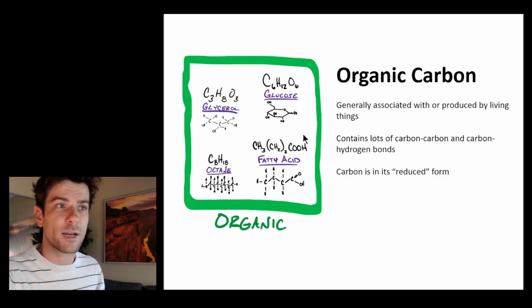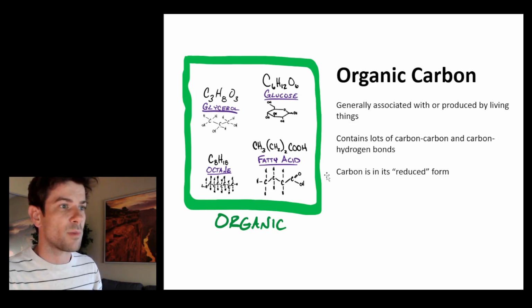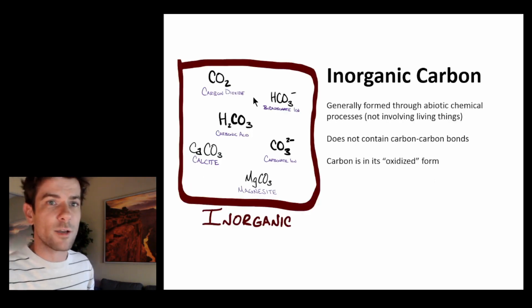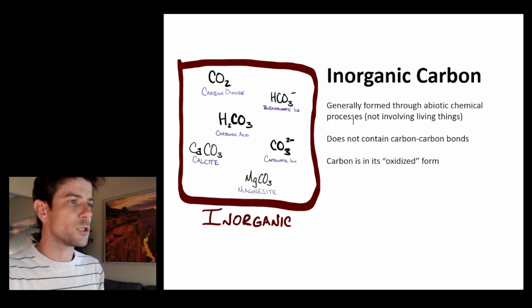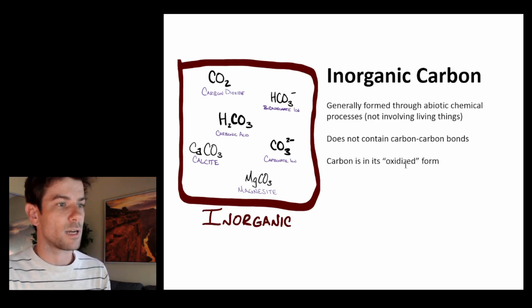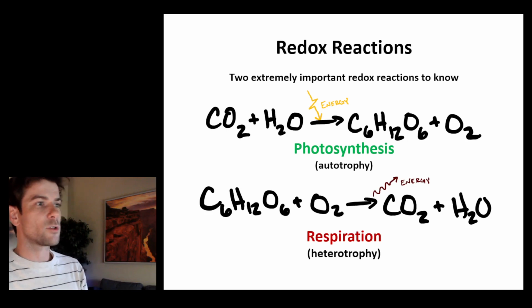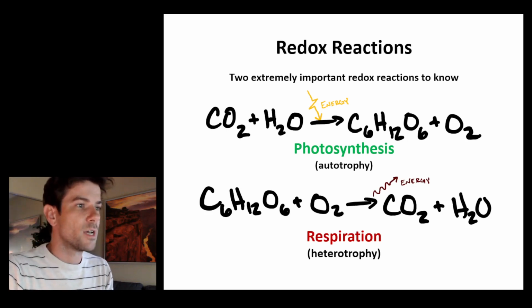So organic carbon, again, is generally associated with living things, has lots of carbon bonds, and carbon is in its reduced form. Inorganic carbon, on the other hand, generally is not formed through biology, or it's formed through abiotic chemical processes. It doesn't contain carbon bonds, and it's oxidized. Those are all really important things. And so we have these two really important redox reactions.